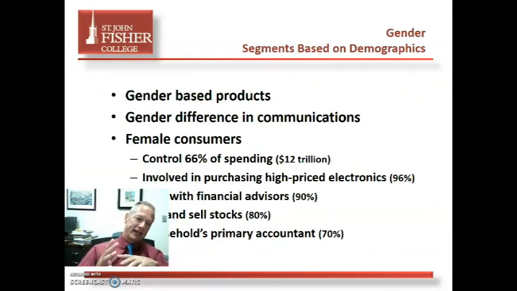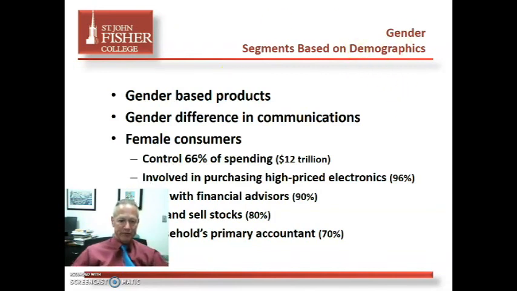The first slice for demographic segmentation is gender, male versus female. There is a significant difference, obviously, not only in what males and females want and what they purchase, but there's a major difference in how they purchase, where they purchase, etc. Female consumers control 66% of all the spending in households.